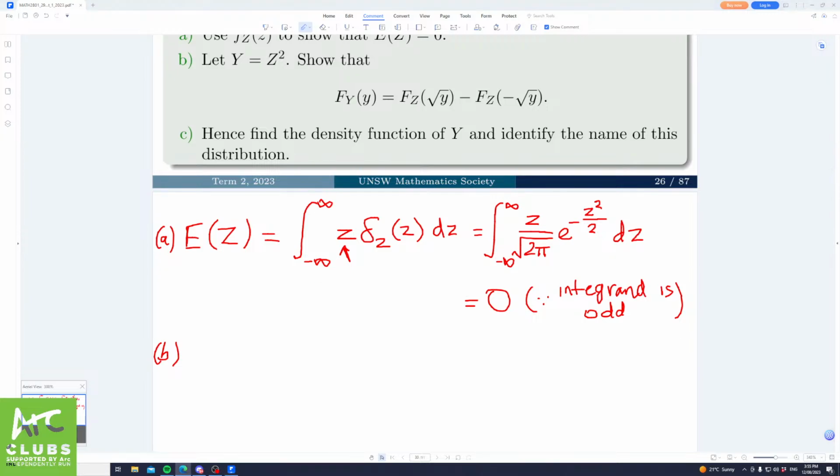Part B, sorry, let me just check how I'm going for time. Okay, should probably go a bit faster.